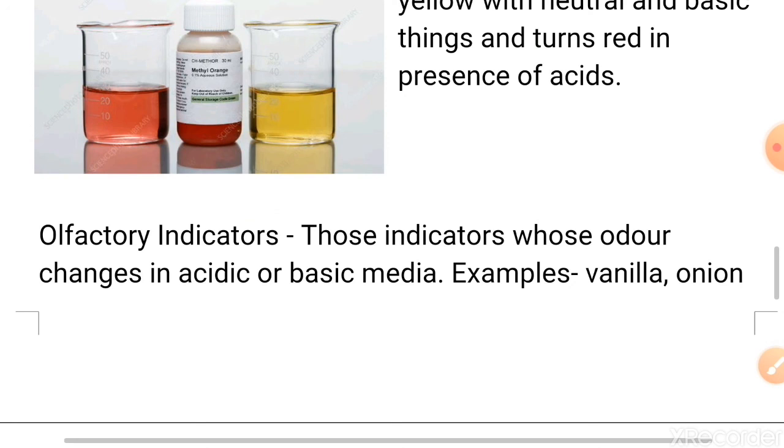So students, today we studied the basic classification of an acid or a base and what are the various indicators we use to find out their presence.